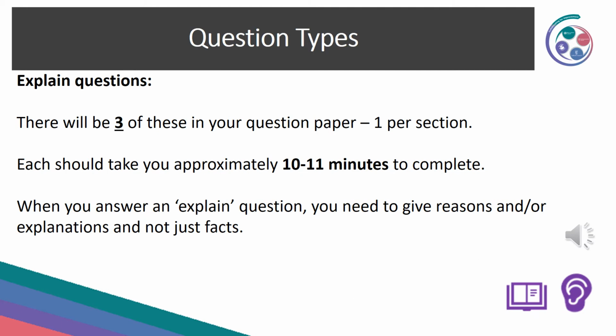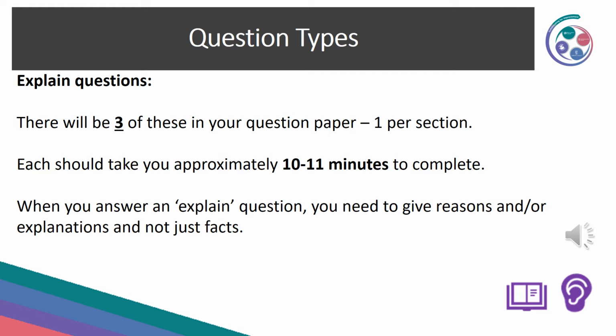We'll now begin looking at an explain question. There will be 3 of these in your question paper, which means that you can expect to see 1 explain question per section. So there'll be 1 in the Scottish section, 1 in the British section, and 1 in the European and World section. Each explain question should take you approximately 10 to 11 minutes to complete. Remember to keep an eye on your timing during your exam. You will only have 2 hours and 20 minutes to attempt all questions.